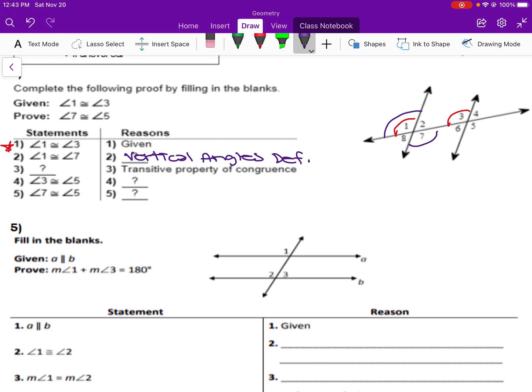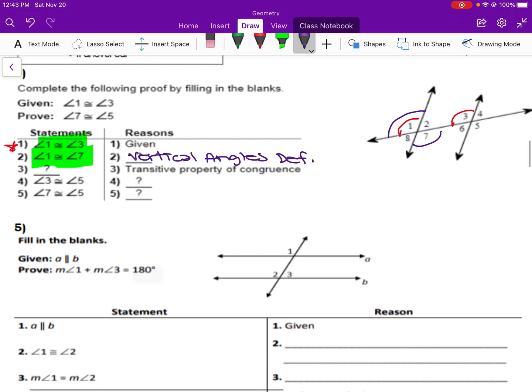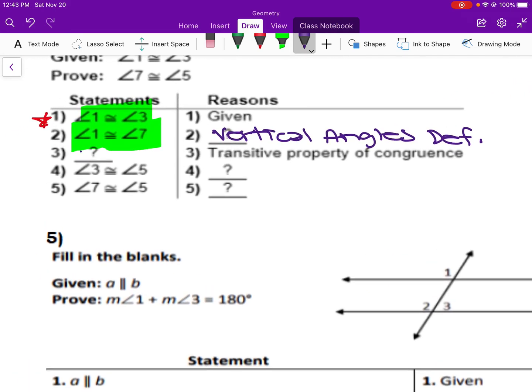Okay. From there, notice that we've just said angle 1 is congruent to angle 3, and then angle 1 is congruent to angle 7. So that leads us to say that angle 3 is congruent to angle 7. That's by my transitive property of congruence, right? If one quantity is equivalent to a certain value and that same quantity is equivalent to another, then the other accessory values are also going to be equivalent.